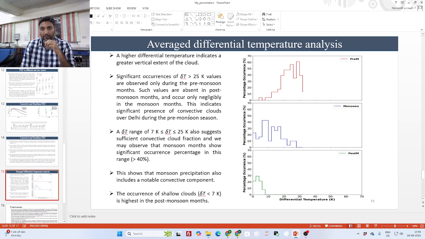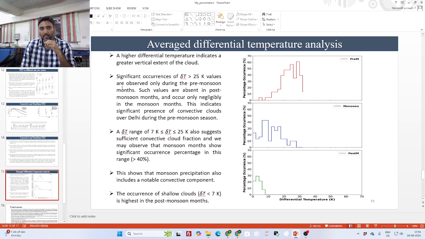Now again, the differential temperature that we had defined before, we have plotted the average differential temperature over the 3 years in all the 3 seasons. As you can see, the y-axis is percentage occurrence, and we can derive some important results from this plot of how the clouds are occurring in the 3 seasons over Delhi. A higher differential temperature indicates greater vertical extent. So if the differential temperature is high, then we can safely say that the cloud has a great vertical extent.